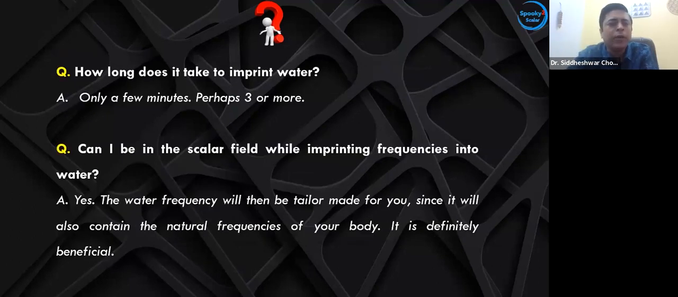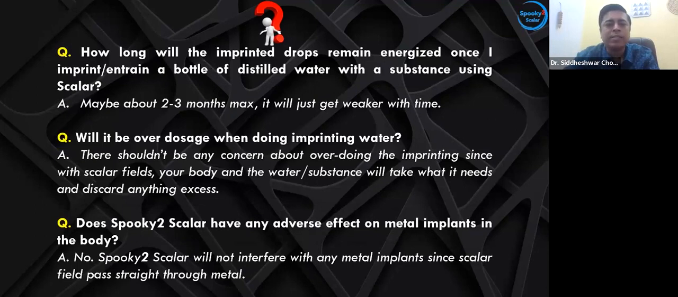How long does it take to imprint? 3 minutes or more. That's all. Can I be in the scalar field while imprinting frequencies into water? Yes. In fact, I recommend that because the frequency imprint would be customized for the body. How long does the imprint last? Usually 2 to 3 months max, and then the imprint gets weaker.